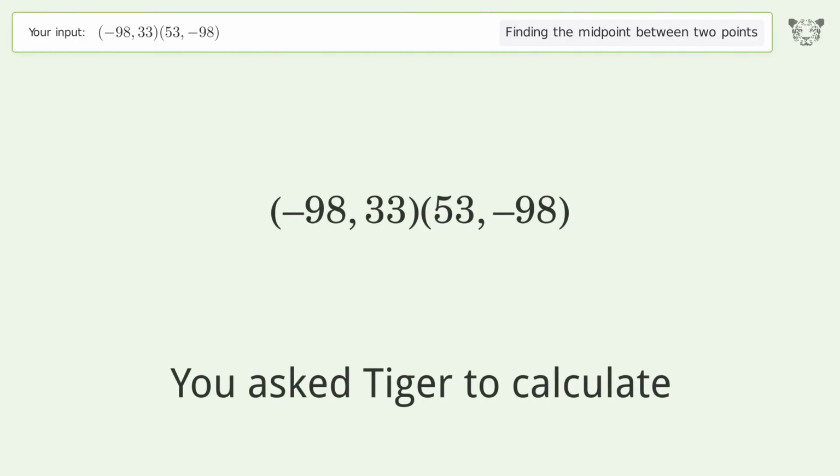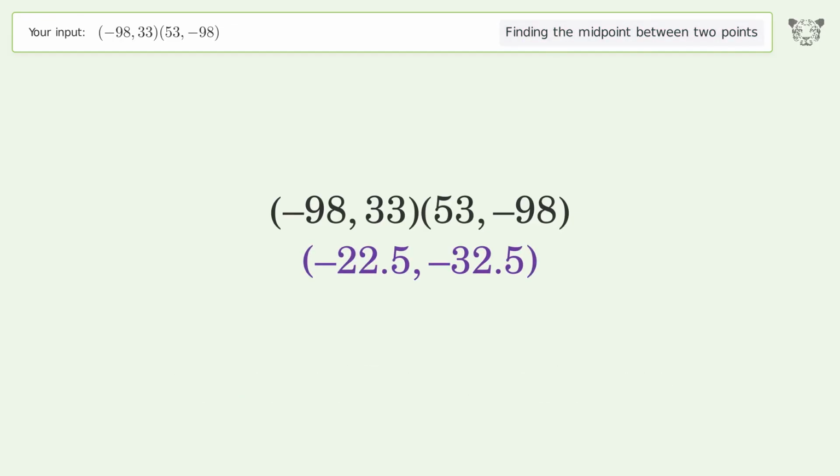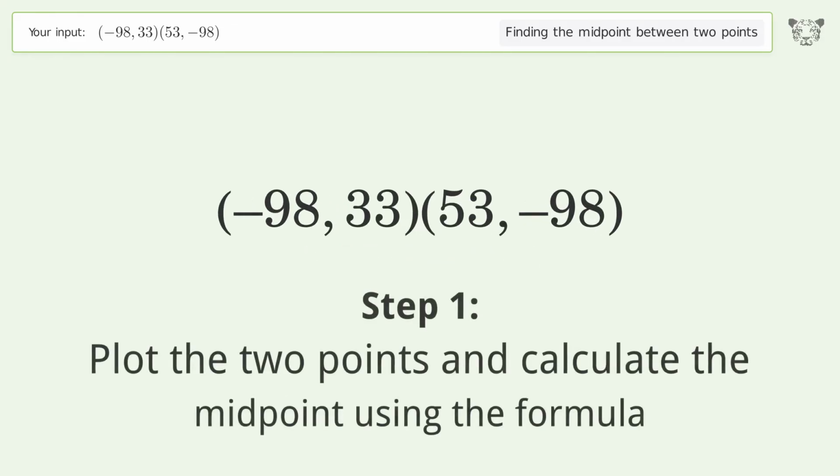You ask Tiger to calculate. This deals with finding the midpoint between 2 points. The midpoint between the 2 points is -22.5, -32.5. Let's solve it step by step. Plot the 2 points and calculate the midpoint using the formula.